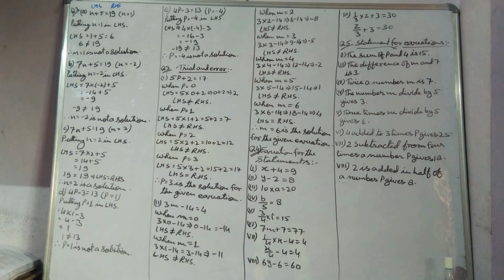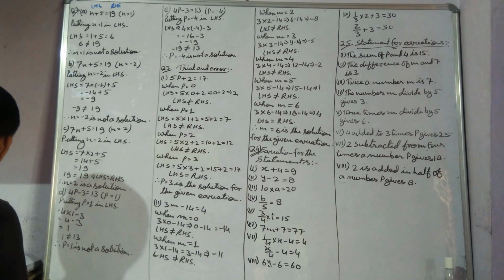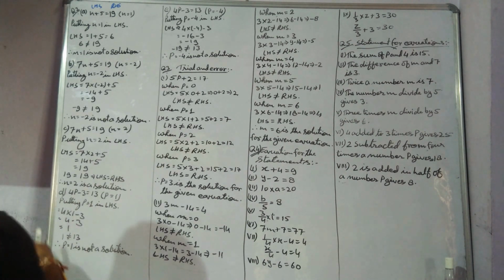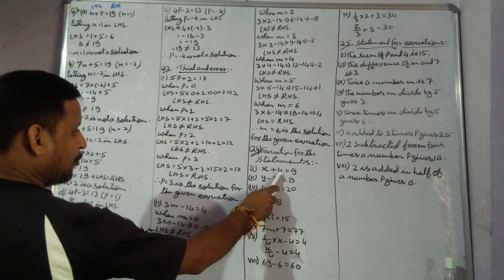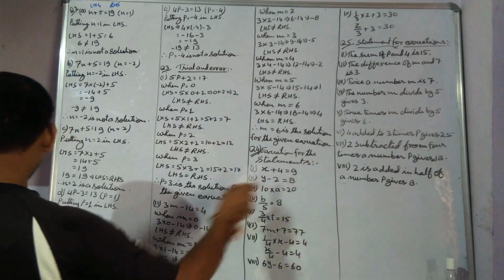Now next one is here, in question number 4, write equations for the following statements. I have already written here all the equations, but the statement is given in your book which I am reading here. First one is here, the sum of numbers x and 4 is 9. So it means the sum of the number x and 4. Sum means we are doing the plus here. So x plus 4 is equals to 9 here.